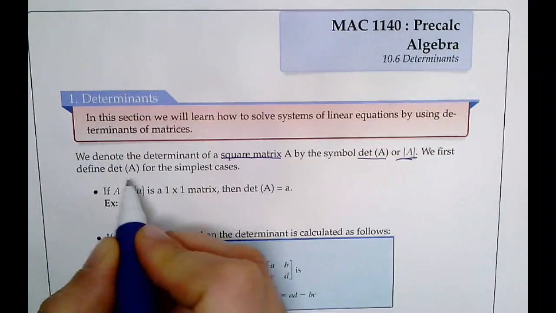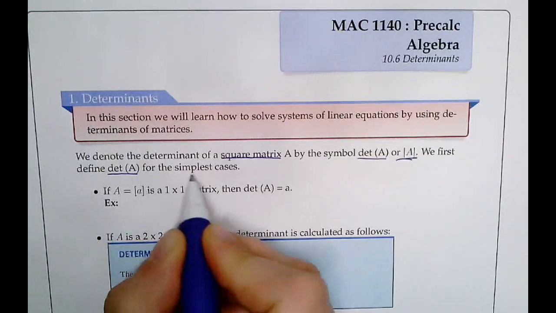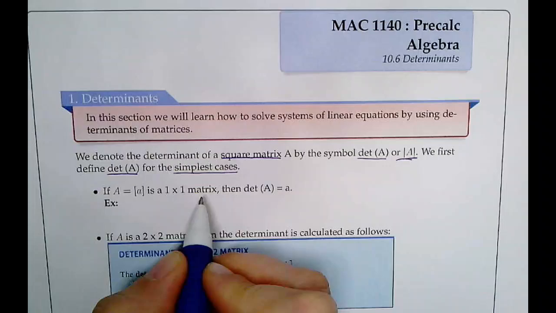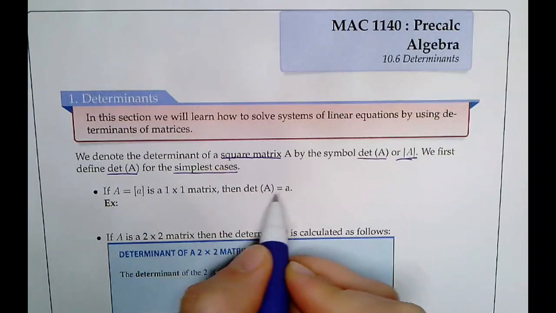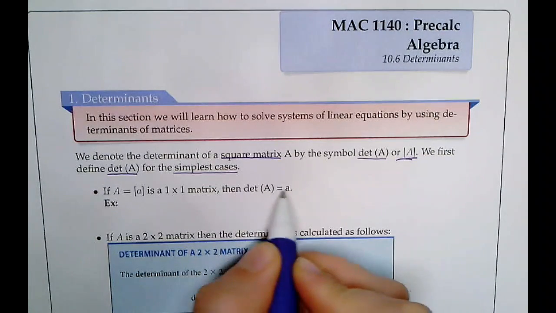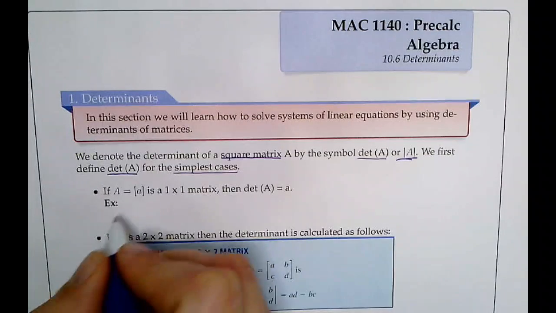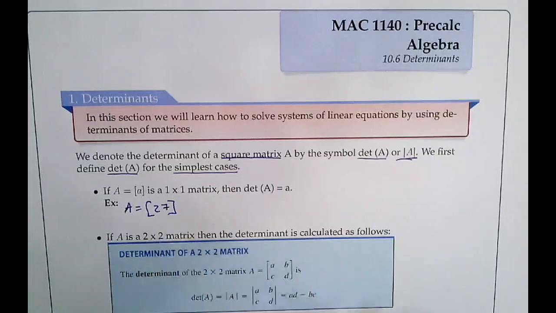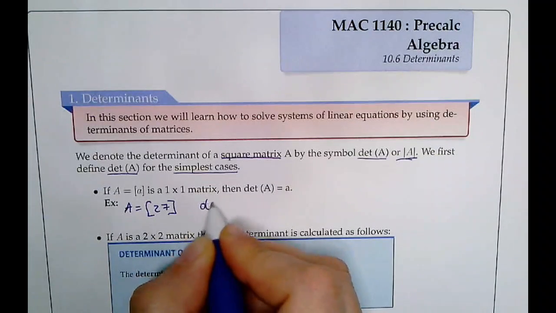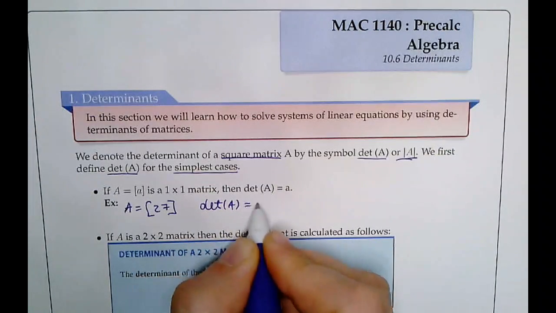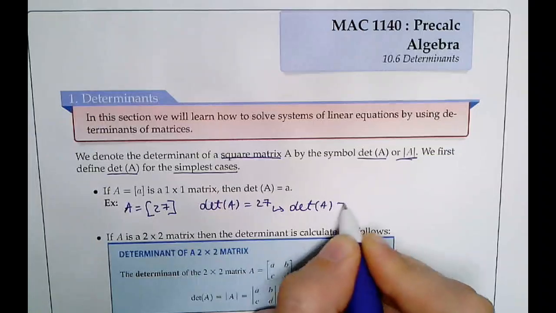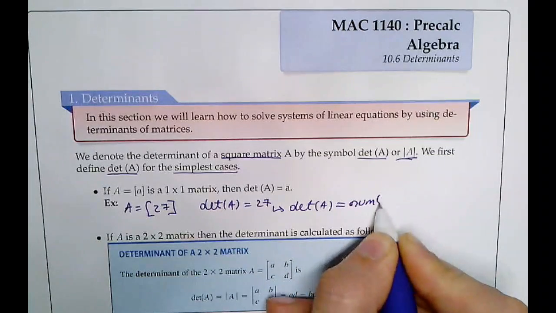We first define the determinant of A for the simplest cases. So if you have a matrix that is a 1 by 1 matrix, then the determinant of that matrix is that one entry that the matrix has. So for example, if your matrix A is just one number 27, then the determinant of A is just 27. Notice that the determinant is a number. So determinant of A is a number. It's not a matrix.